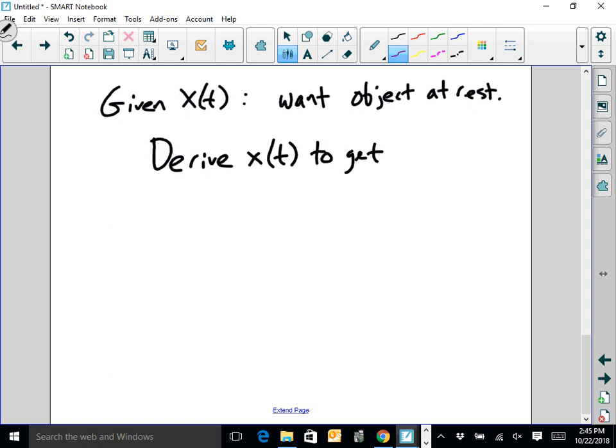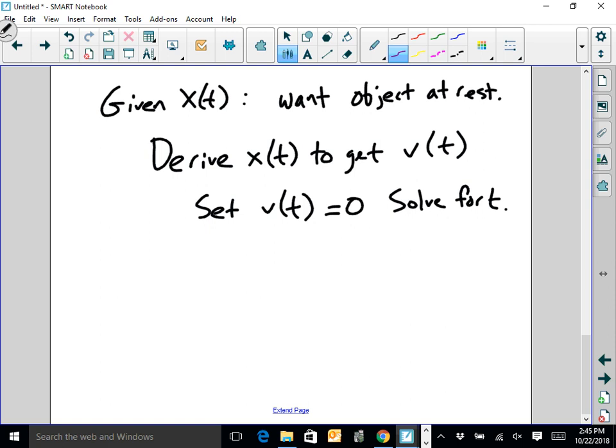Now I want to know when v of t is 0, right? I'm not plugging in 0 for t. Now I'm going to set v of t equal to 0, and I'm going to solve for t. So for an object at rest, I know I need to get v of t equal to 0 and solve for t. In this particular scenario, I would have to do the derivative of x of t to get v of t. Okay. Next scenario.